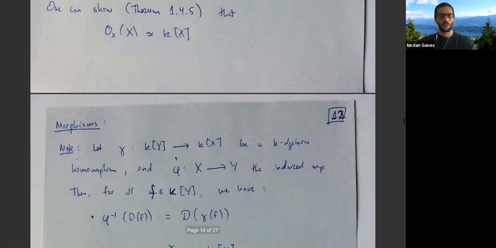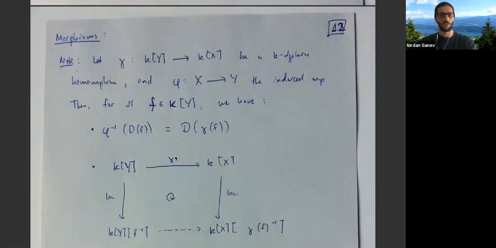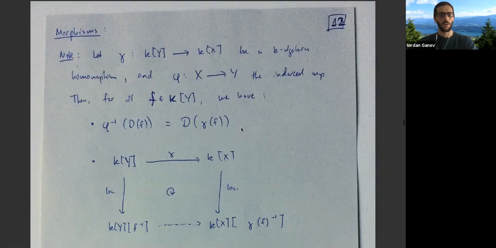Okay, so I said that one motivating thing for thinking about sheaves is morphisms. So how do we say morphisms now that we have this language of sheaves? If we have a K-algebra homomorphism, then as I said before, there's an induced map from X to Y. And for any F in the affine algebra for Y, first of all, what happens with the principal open sets under this map? Well, it turns out that the principal open set for F, which lives on Y, its inverse image is the principal open set of gamma of F, where gamma is this map. So when we have an induced map, it behaves nicely with respect to these principal open sets.